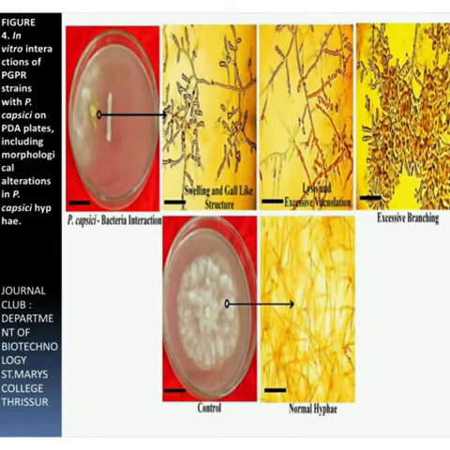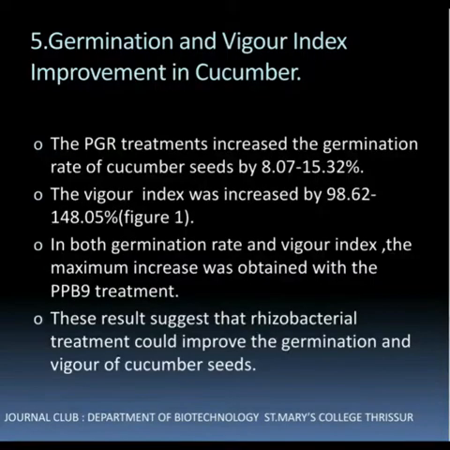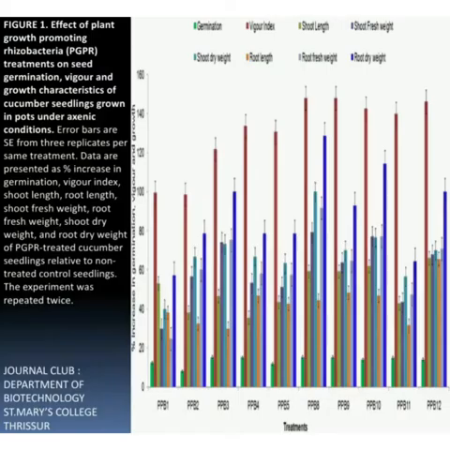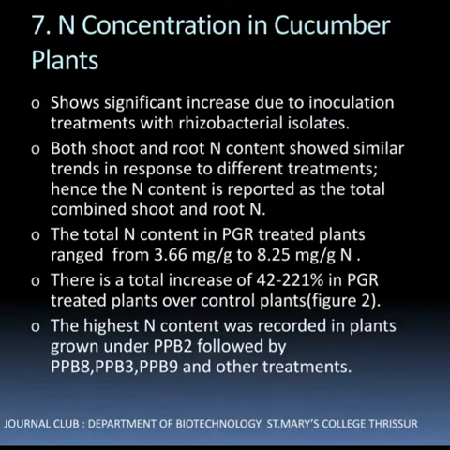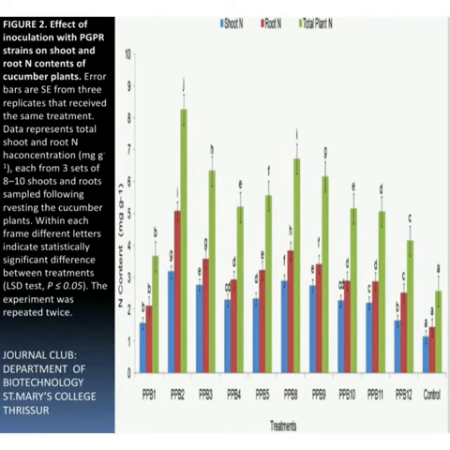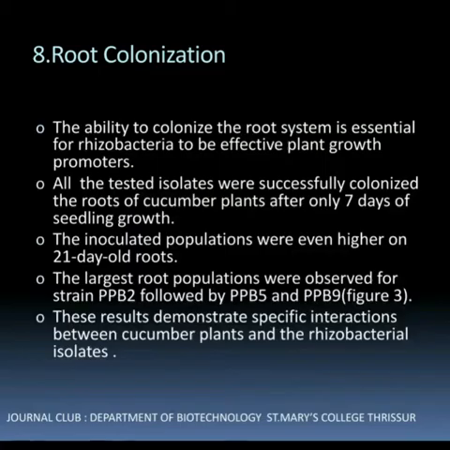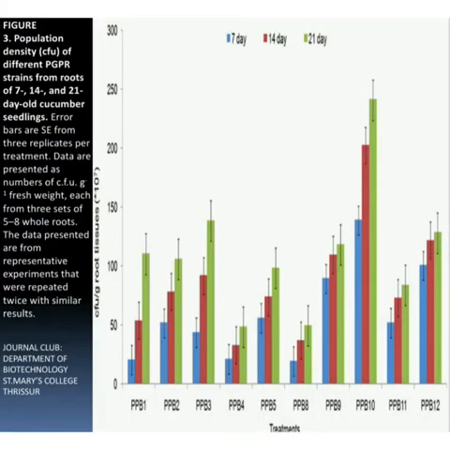The result also suggests that the rhizobacterial treatment could also improve the germination and vigor index of the cucumber seeds. Vigor index is the sum of the root length and the shoot length multiplied by seed germination percentage. The total nitrogen content was also found to be increased in roots and shoots of the plant, and all the tested isolates successfully colonized the roots of cucumber plants after 7 days of seedling growth.